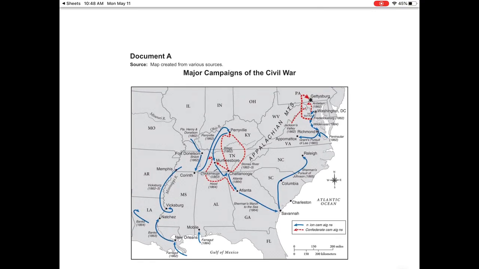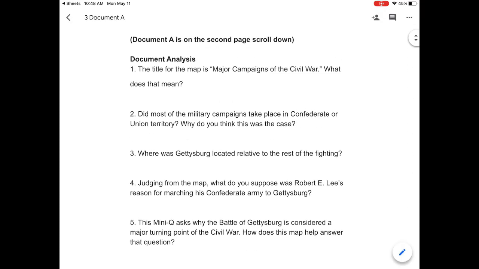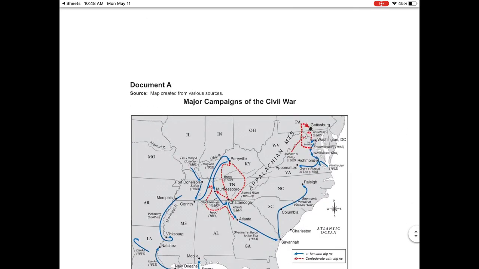This is all part of what's called the Anaconda Plan, where they're trying to squeeze the South from the North. The North is trying to surround the entire South, and they blockade them, and then they take control of the Mississippi River. And so there's some questions that go with this map. And there's major campaigns of the Civil War. That's what it's called. What does that mean?